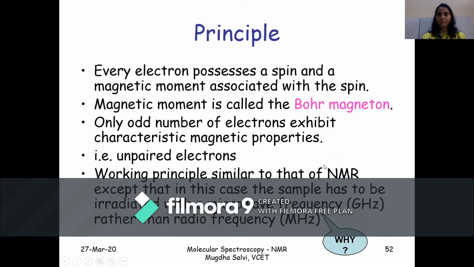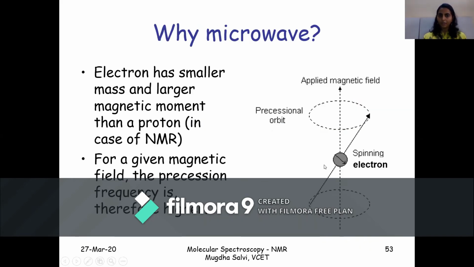So basically we'll be considering the electron only. In this situation, the electron has a smaller mass and a larger magnetic moment. Hence, it will require a larger frequency to precess. So we require microwaves instead of the radio waves which are used in NMR.